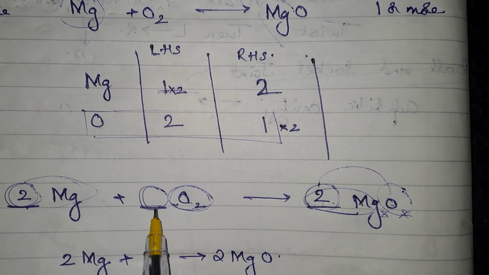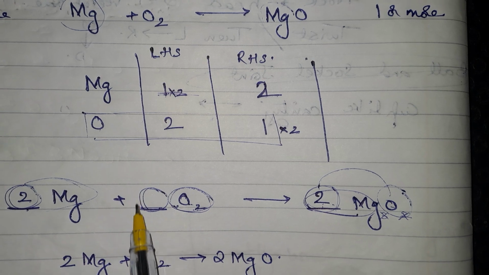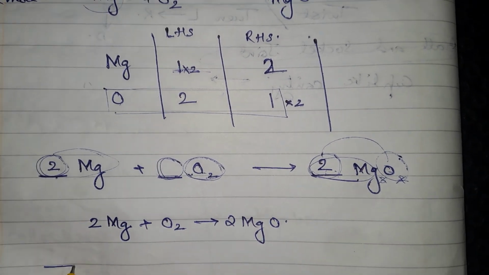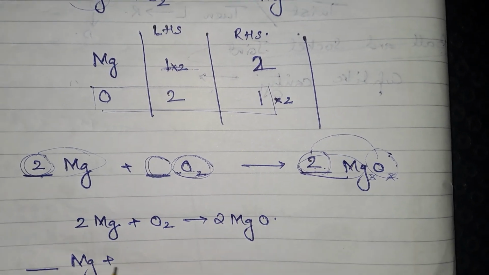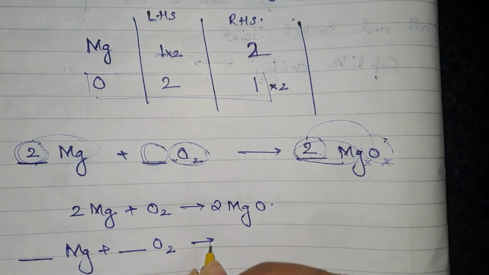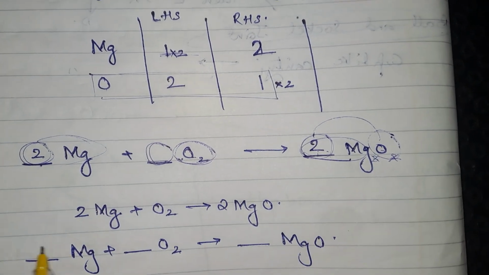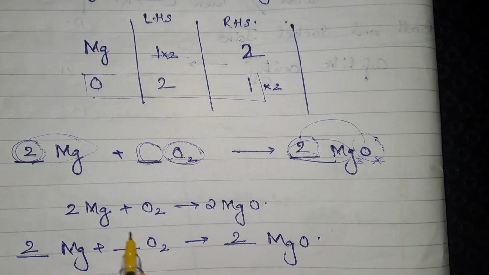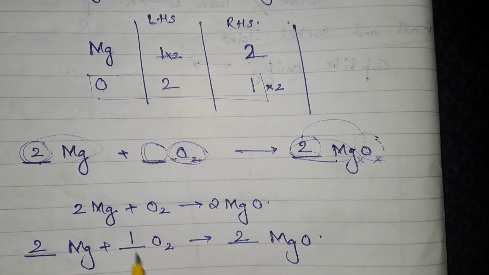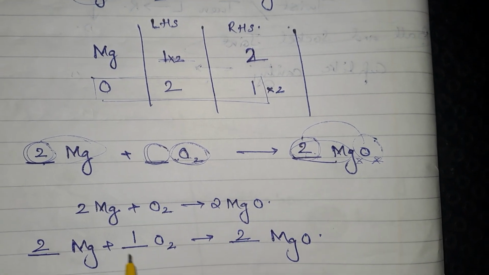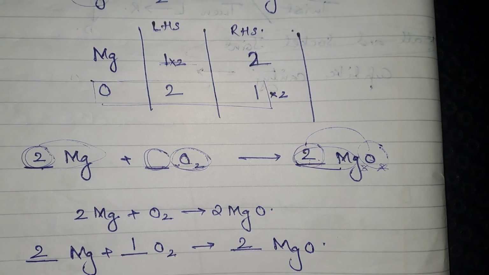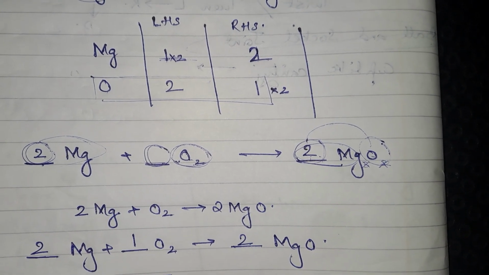So what happened over here, this blank will be left empty. If the blanks are given like this, 2 dash Mg plus dash O2 gives rise to dash MgO, then what does it become like? I'm going to put a 2, I'm going to put a 2, and this will be left empty, or I'm going to put a 1 in front of it. This is how I'm going to balance the equation.